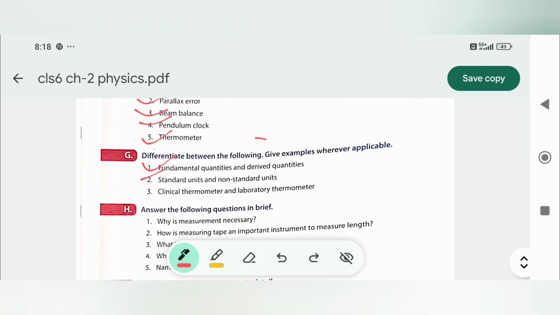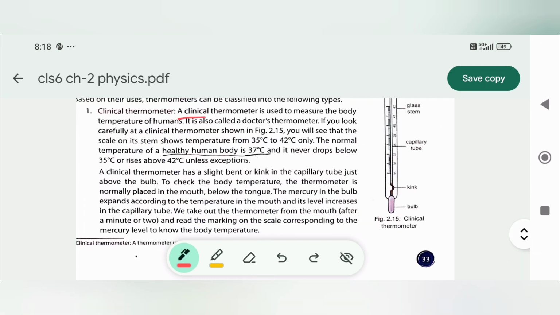3, clinical thermometer and laboratory thermometer. Clinical thermometer is used to measure body temperature of humans. It is also called a doctor's thermometer. Then you can write it shows the scale on its stem. It shows the temperature from 35 degrees Celsius to 42 degrees Celsius only. This is G 3 for clinical thermometer.